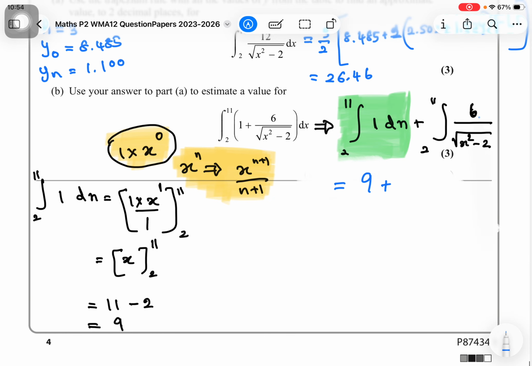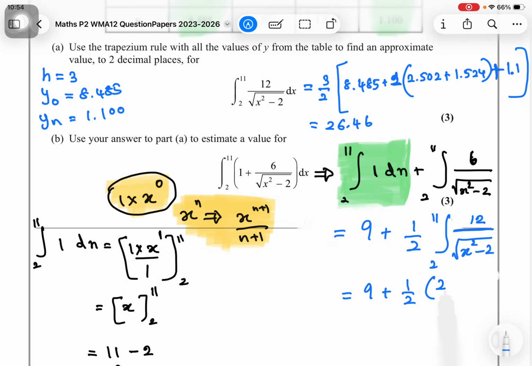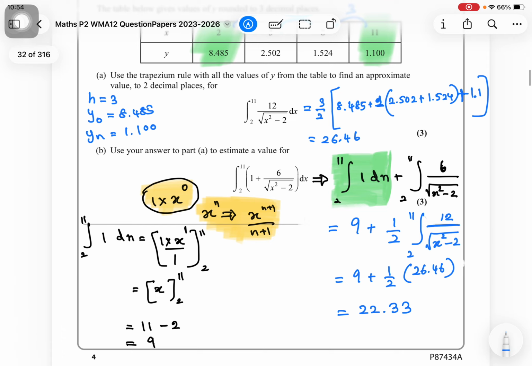9 plus 12. You can make up the 12 as in the previous question by taking a half to the front. If you have half times the integral from 2 to 11 of 12 over root x squared minus 2, so this is the normal equation that we have. So it's going to be half times this answer, which we know is 26.46. This will be giving your final answer, which is 22.33. So this is the final answer for the other part.